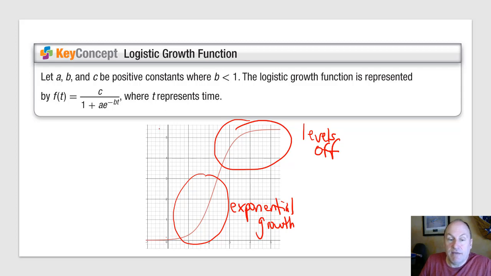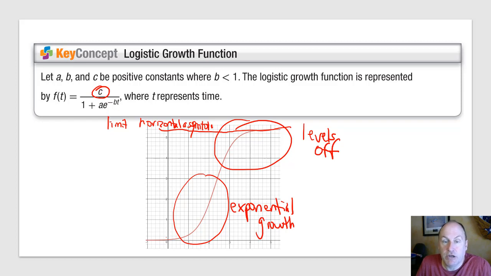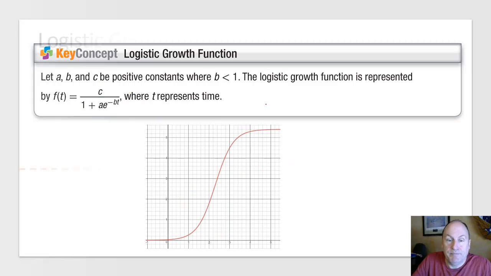And in fact, that very top number is known as its horizontal asymptote. That's its limit. That's the number that's going to be in the numerator of the logistic growth equation. And logistic growth is represented by some constant c, which represents that limit, divided by 1 plus ae to the minus bt. And together, that model is a very powerful and useful one.